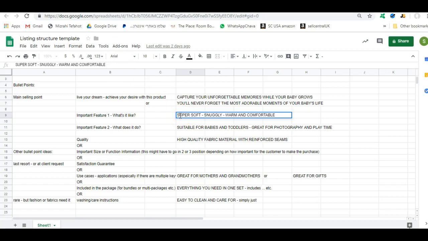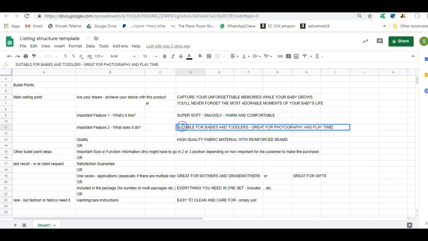You can speak to the customer just in point form. So super soft, snuggly, warm, and comfortable, beautiful, right? These are product features that the customer wants and that will entice. I want to bring out why the customer should want this product. Well, this is what you're looking for in a baby blanket. Important feature number 2, third bullet point, right? Now, what does it do? Well, this one's suitable for babies and toddlers, great for photography and playtime.